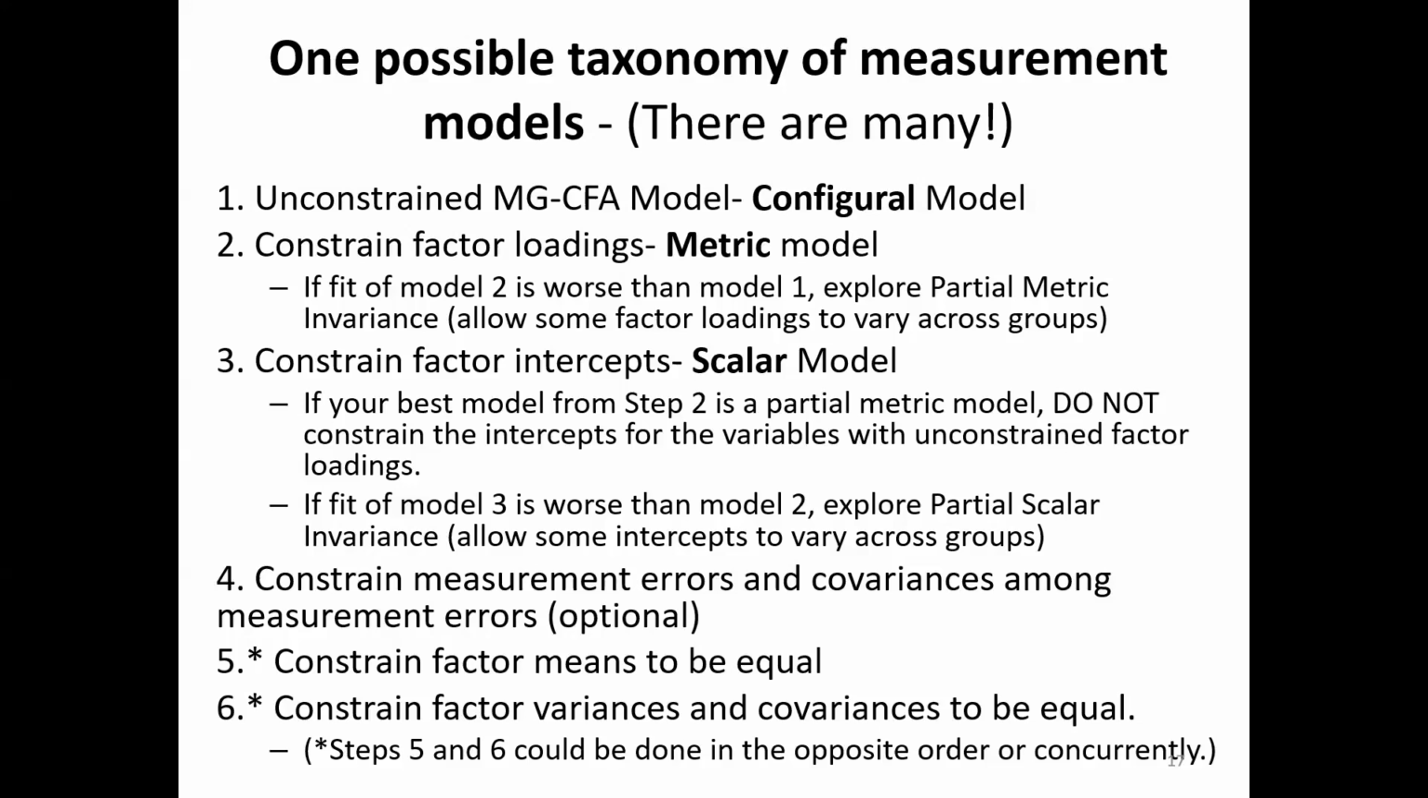Okay. So, and then finally, you might want to constrain the factor means to be equal and the factor variances and covariances to be equal. And I put little stars there because, you know, like steps 5 and 6 you could do in the opposite order. You could do them concurrently. Doesn't really matter. I think steps 1 through 4 follow very logically, and then it's after that that you would look at the means first, or the variances first, or look at them simultaneously. That's really up to you.